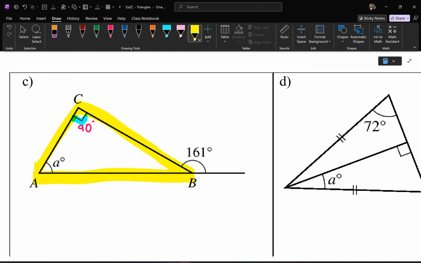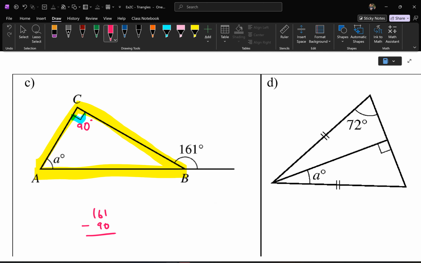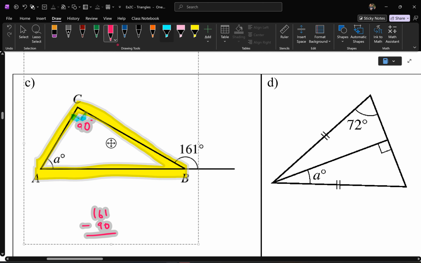triangle. Now there's two ways to solve this problem. One's a lot quicker, and one may just take a few more steps. What's the most efficient way to calculate this problem? Rylan? 161 minus 90. Beautiful, and how did you know that? Because 161 is equal to A and 90.